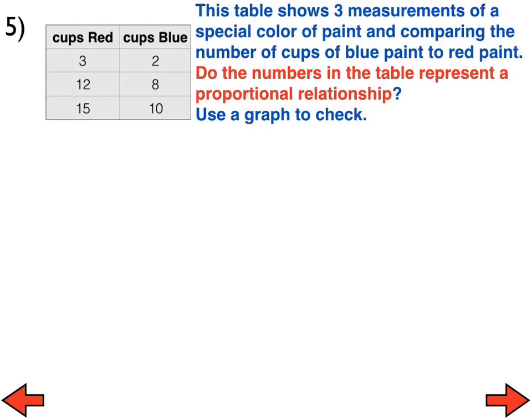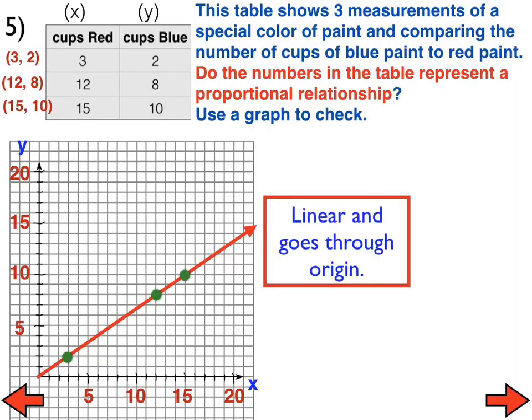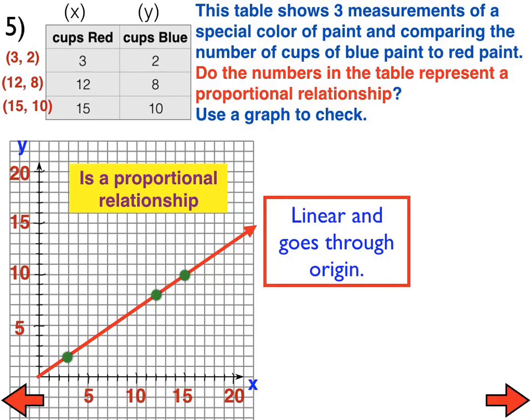We're comparing cups of red paint to cups of blue paint, and I want to know if that is a proportional relationship. Red is X, cups of blue is Y. You have our graph. 3, 2, 12, 8. 15, 10, meaning go over 15 up 10, and then carefully draw your line. Does it go through? Is it straight? Is it proportional? Yep. This is a proportional relationship.